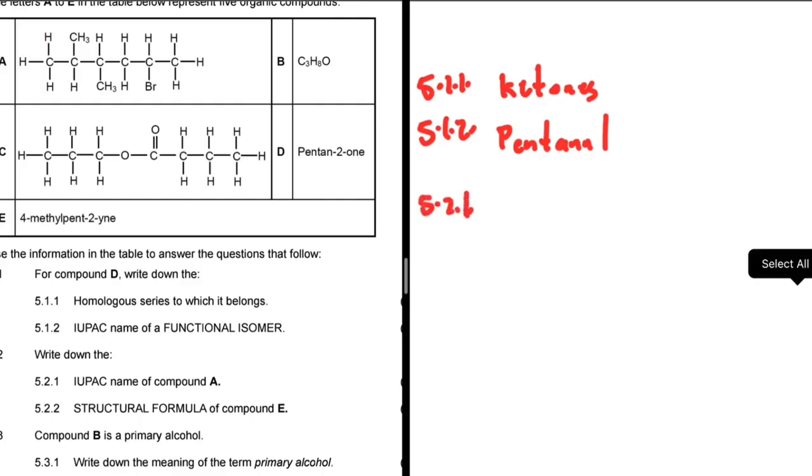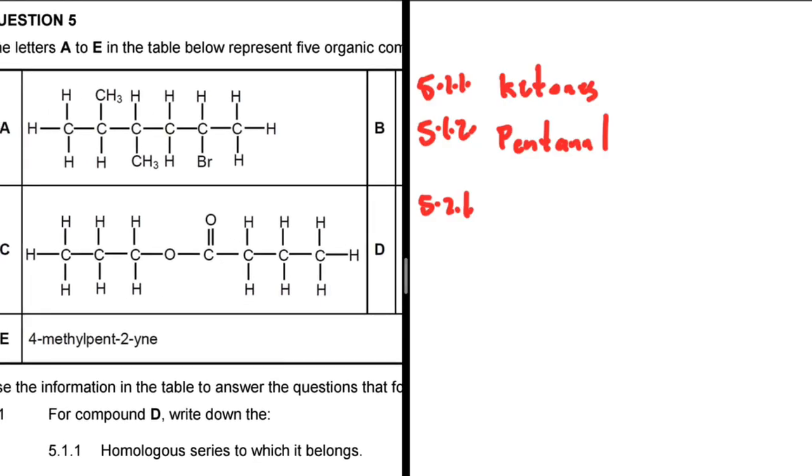5.2.1, we're looking for the IUPAC name of compound A. So let's go ahead and take a look. Compound A is a haloalkane, right? And in naming haloalkanes, we don't have some distinct functional group, right? We just need to identify our longest chain and start numbering our carbons from the side that leads to the smallest number. Let me show you what I'm talking about.